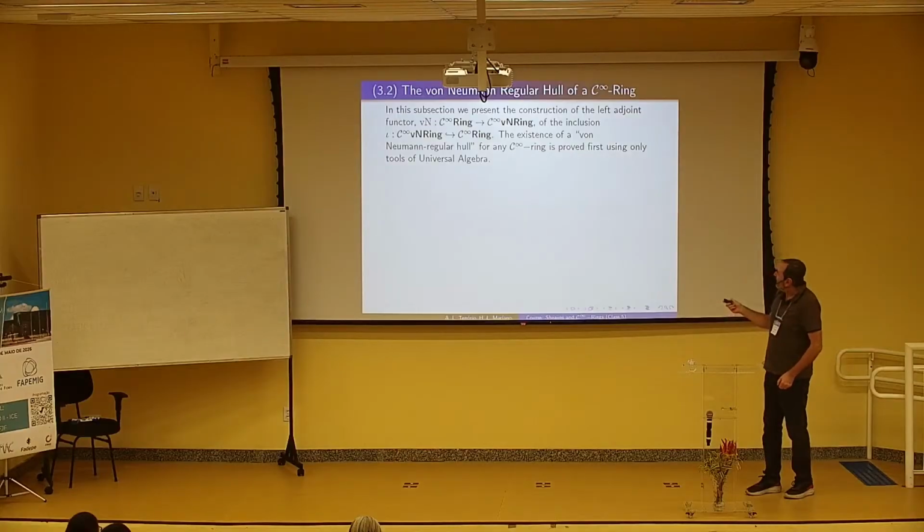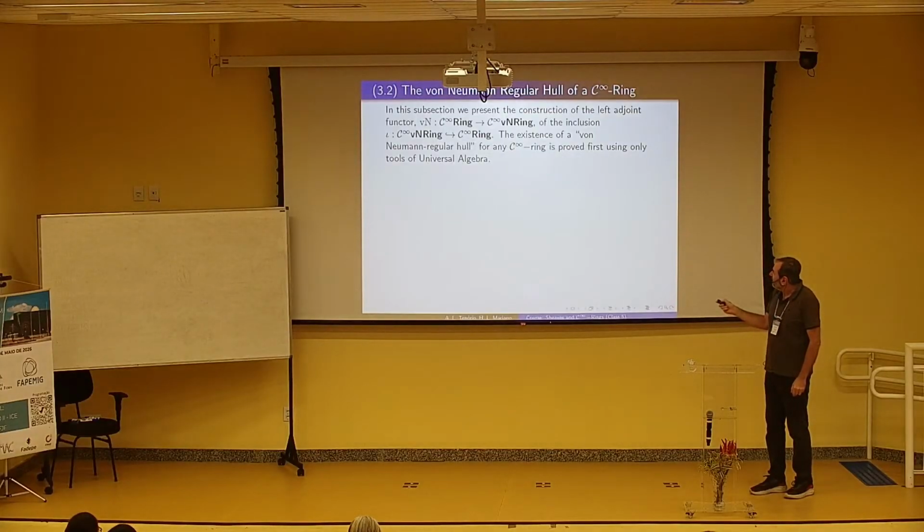De fato, aqui a gente começa a usar essa informação para mostrar, por exemplo, que dado qualquer anel sem infinito, existe um melhor anel sem infinito fonema regular associado com ele. Bem, vamos fazer isso de duas maneiras. Melhor quer dizer, a gente está no curso de categorias, a gente está procurando um adjunto à esquerda da inclusão.